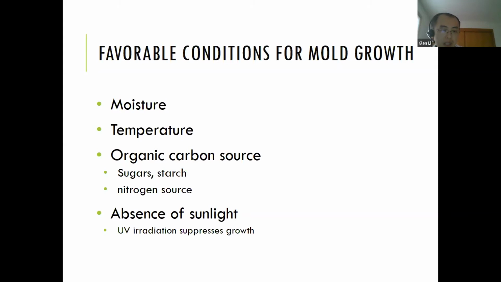The absence of sunlight is important, particularly during the early phase of mold growth, because UV light can suppress the growth of mold. But once the mold has already formed a colony, then sunlight doesn't really make a very big difference. Okay.